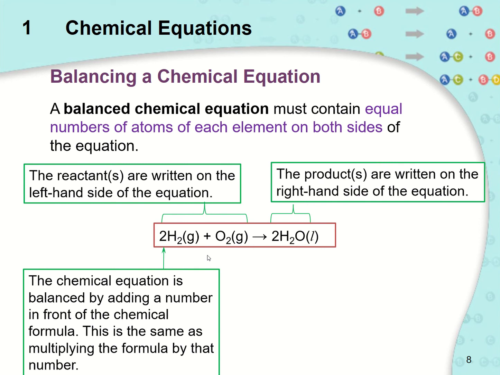In order for us to balance the chemical equation, we will add a number in front of the chemical formula. So you cannot change the chemical formula of the reactants or the products. The chemical formula must remain the same. Okay, it must be the correct chemical formula. So for example, H2O is always H2O. You can't change it to H3O or H2O2.